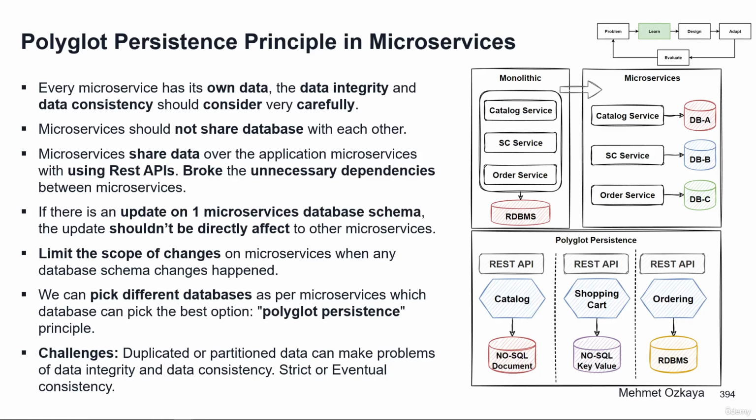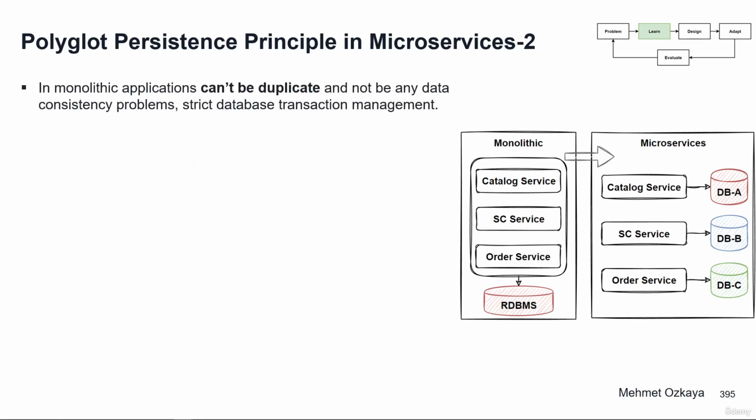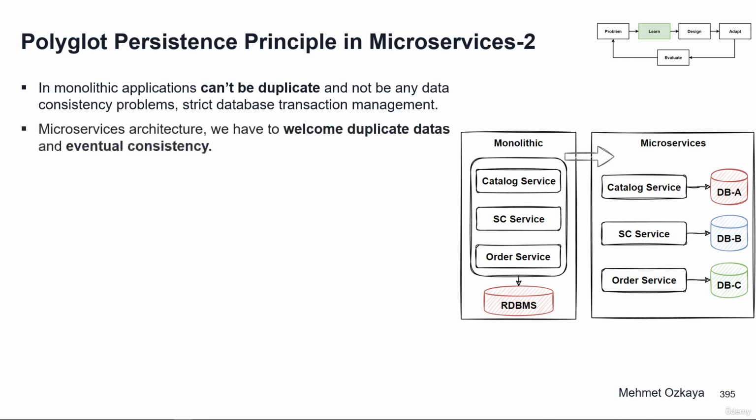As you remember, we covered data consistency levels, which are strict and eventual consistency. So we should decide our data consistency level before designing microservices polyglot databases. Traditional data modeling uses one big database, and every entity table is included in one database schema, which is the monolithic application approach. This way, data can't be duplicated and there will not be any data consistency problems due to strict database transaction management. But in microservice architecture, we have to welcome duplicate data and eventual consistency of our entity tables.